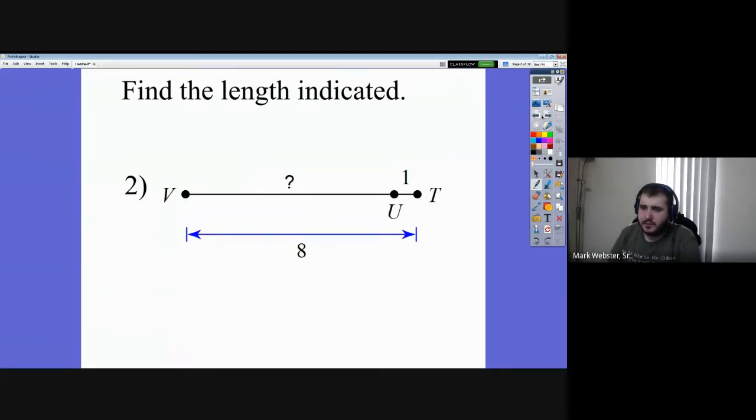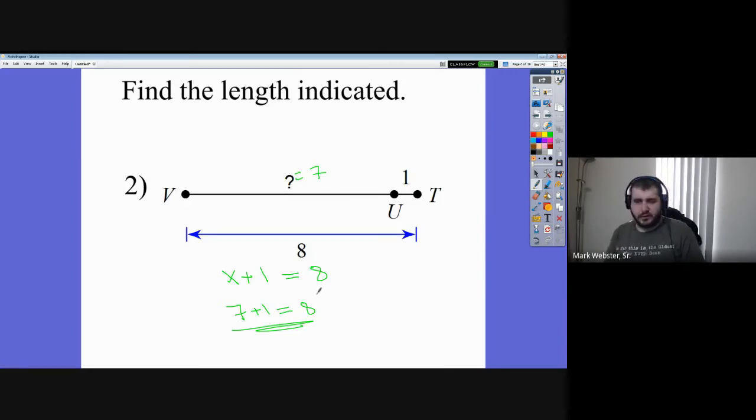So take a look at the next one. Same idea. Again, you've got this thing you're looking for, this piece, VU. We know the one part is 1, and we know the whole thing is 8. So what plus 1 is 8? Well, 7 plus 1 is 8. So here the answer is 7. Literally this is the most I would ever expect anyone to do for a problem like this. No more than this.